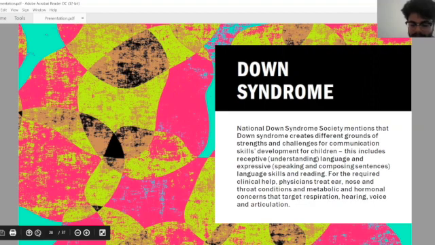And for the required clinical help, physicians treat ear, nose, and throat conditions, ear because they tend to accumulate a lot of earwax, and also metabolic and hormonal concerns that target respiration, hearing, voice, and articulation. And since school learning is based on languages, special educators and speech language pathologists help them with modifying language, and they also come up with curriculum to help children learn. And parents also play a key role in this discourse because home and daily activities are the fundamentals of communication for any human being. So that is pretty understandable.